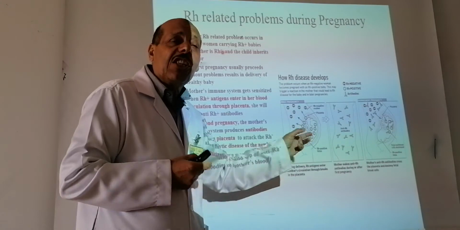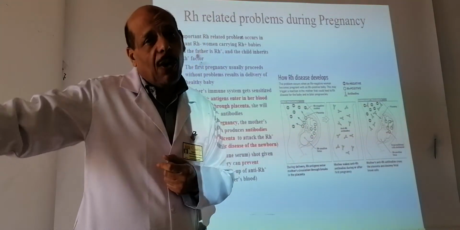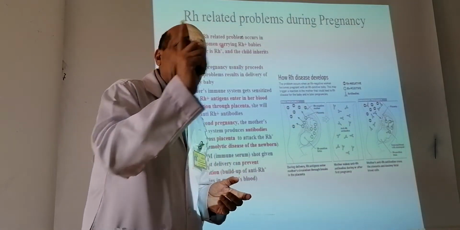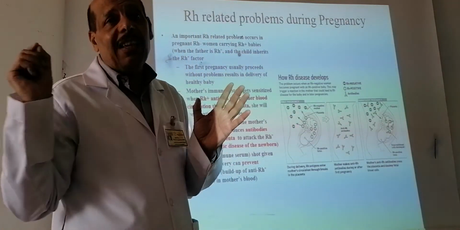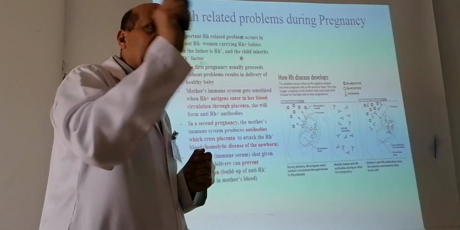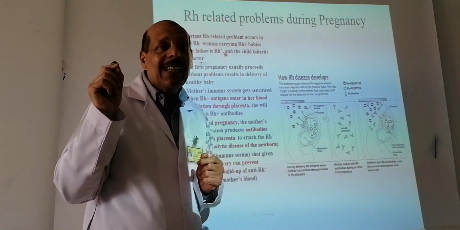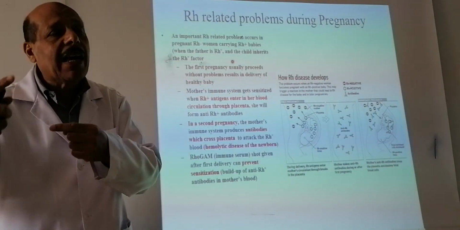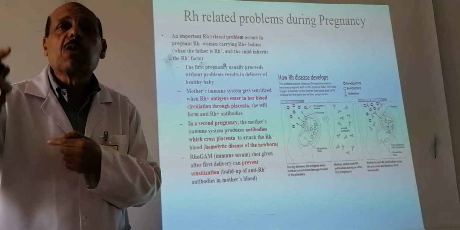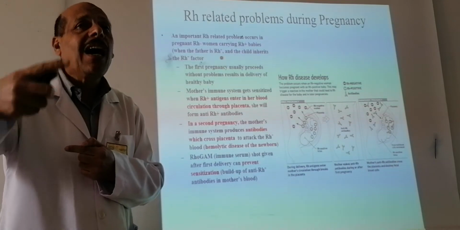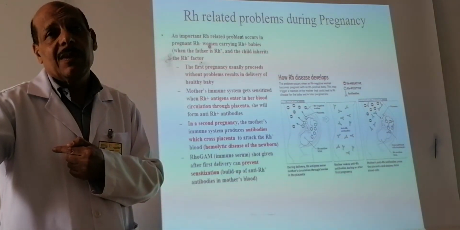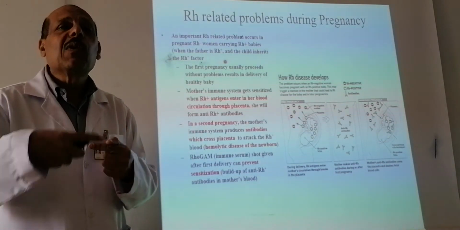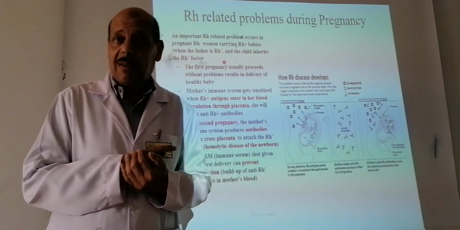So if the Rh is positive for the embryo, what will happen? Her body does not have that antigen, so it will be considered an antigen for her. Her immune system will start to develop anti-Rh, anti-D. So anti-D will start to be developed there.